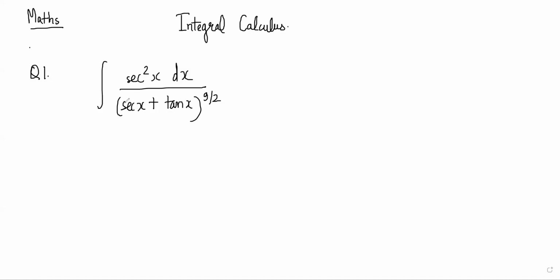If you can't do the first thing, you can't just give up after that. You have to try something else. Yes, sir. I'm thinking. Why don't you try sec x plus tan x, which is in the power 9 by 2, as t? Why would you not try this at least? It is having a weird power 9 by 2. If you take it as t, what happens?